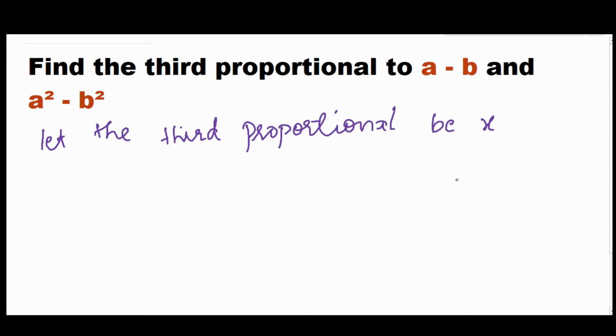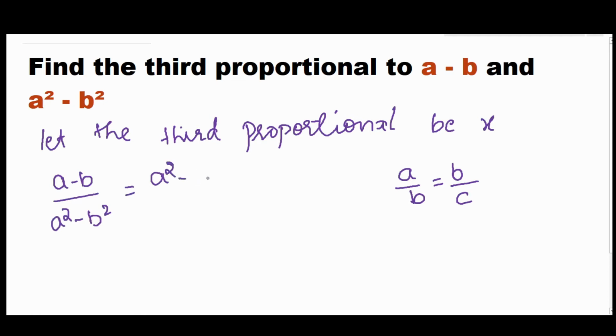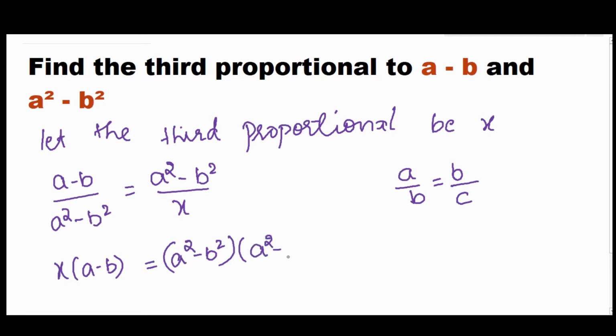So we have learned this in the last video. The continued proportion will be a by b, which will be equal to b by c. Now I have taken c term as x. If I write this in a continued proportion, I get a minus b divided by a square minus b square will be equal to a square minus b square divided by x. Let's cross multiply the terms. I get x into a minus b will be equal to a square minus b square multiplied by a square minus b square.